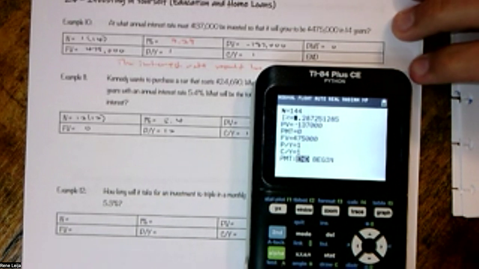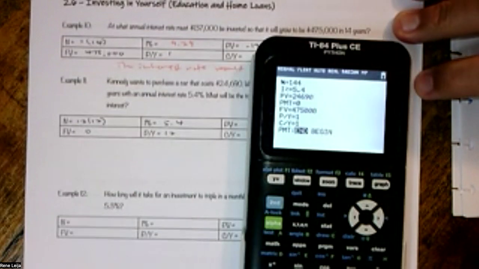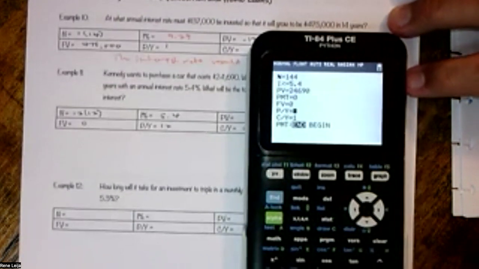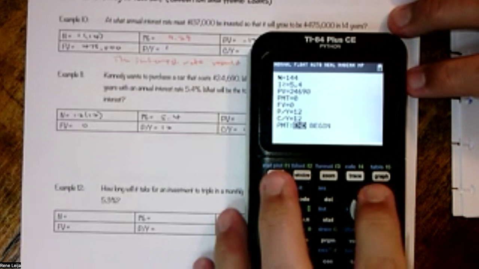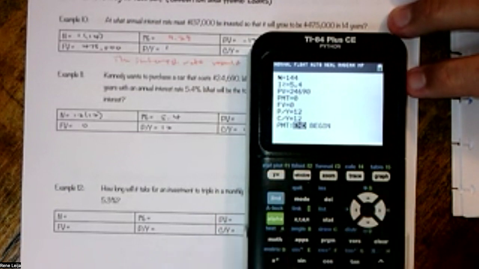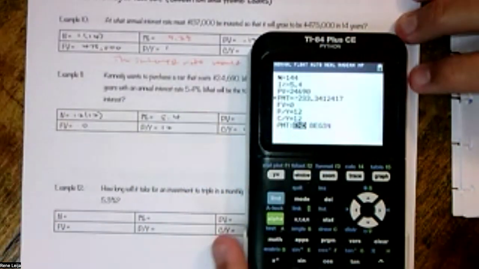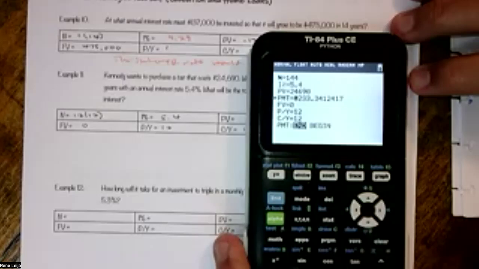So 12 times 12 for N. Then we have 5.4 for the I%. Our PV is 24,690. We want the future value to be 0. Since this is compounded monthly, PY and CY is 12. We're looking for payment. So scroll back up to payment, hit alpha enter. And so her monthly payments are going to be $233.34.